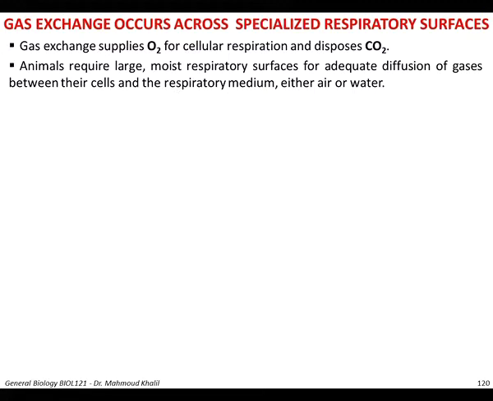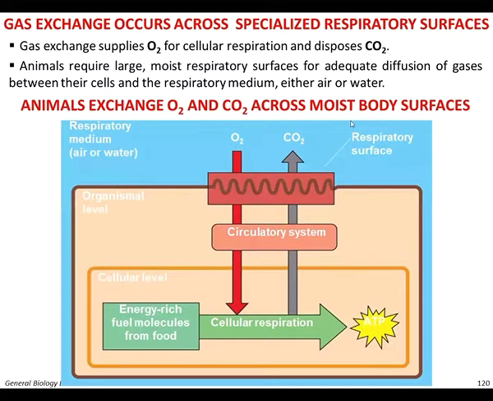Animals require a very large moist surface for respiration for efficient diffusion of gases between their cells and the respiratory medium. Either the respiratory medium is air or water. So from this diagram, you can see that this sketch represents the respiratory surface, and you can see it is folded to show that it is increasing in surface area. And this enables the exchange of oxygen and carbon dioxide.